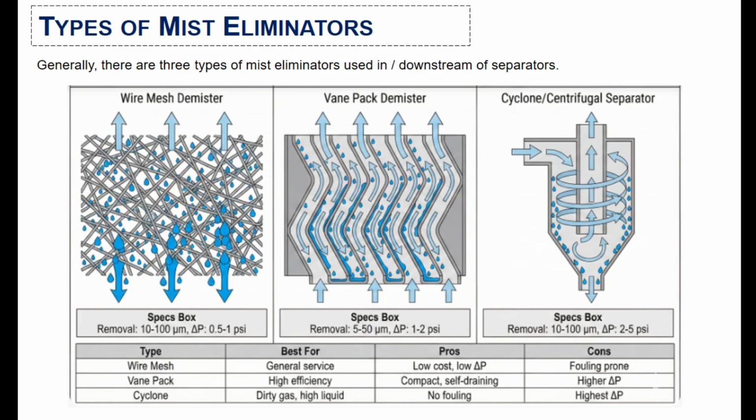Cyclone separators are best used for dirty gas or where there are high liquid ratios in the streams, and they are also used where fouling occurs or where there is a need to retard the fouling inside the separator, but their pressure drop is very high.